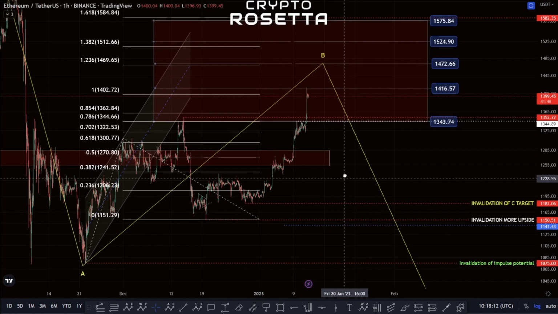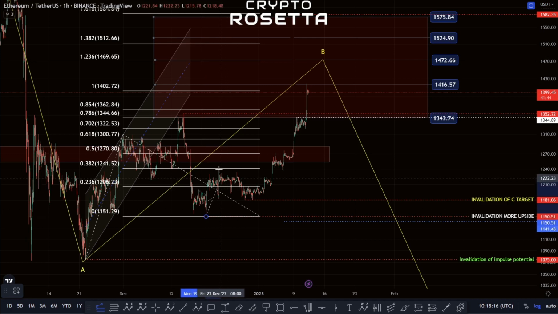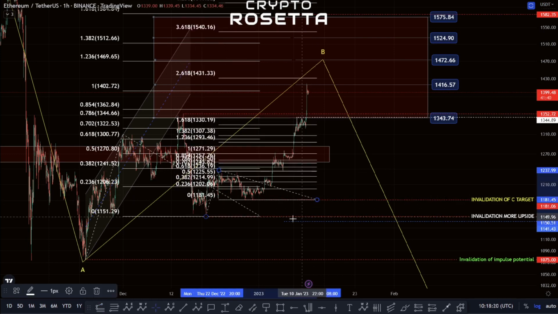So what we can also do here is we can throw a fib onto this low point up into here and have a look at this. So the 2.618 is an area that's interesting to me as well within this zone. That would be just past this 1.618 retracement. So I'm going to see how it looks there as well and keep an eye on it and see how we progress. But basically, that might be an area of interest as well, which is this 1431.